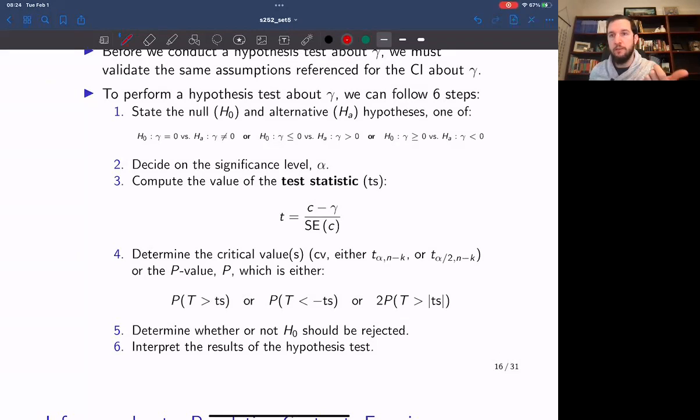So step 2, significance level. Step 3, test statistics. Step 4, p-value or critical value. Again, these are t-tests. So the critical value and p-value will be done in the usual way using the student t-table, but it's on n minus k degrees of freedom rather than n minus 1 or n1 plus n2 minus 1, that sort of thing. Okay, so then we make a decision and then we interpret the results.